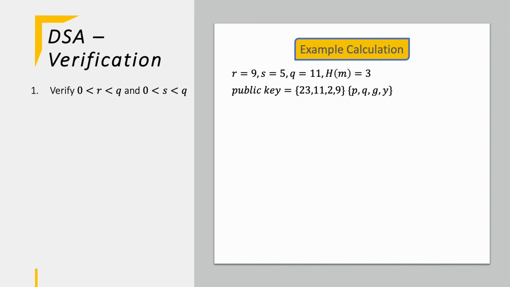So we need to verify that R is bigger than 0 and smaller than Q, and S is bigger than 0 and smaller than Q. So R is 9, meaning it is bigger than 0 and smaller than Q, which is 11. Same for S. S is 5, which is bigger than 0 and smaller than 11. So this one works. Check mark on this one.